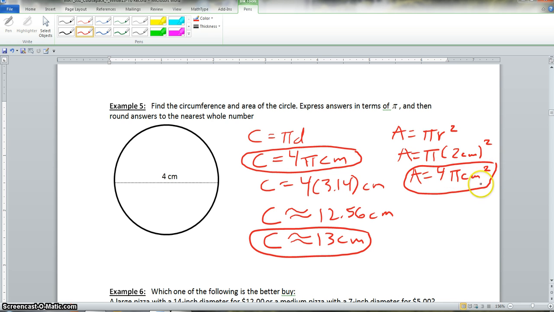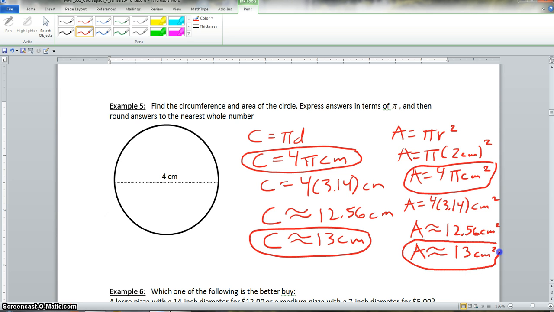4 pi centimeters squared. Now we need to do the approximation. So we would have the area is equal to 4 times 3.14 centimeters squared. Now we already found out that 4 times 3.14 is approximately 12.56, and that's centimeters squared. Now we still want to round this to the nearest whole number, which would be 13 centimeters squared. So that would be your area.